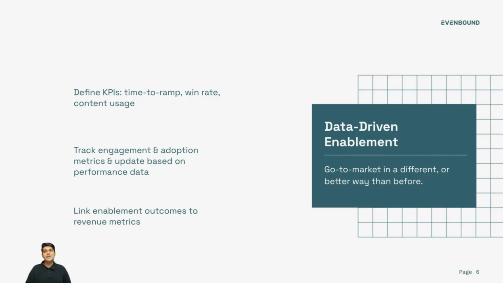And finally, training ROI. What's the performance lift per dollar of enablement invested? For example, if you invest 100,000 in your training program and it improves your win rate by 20%, that translates to millions in additional revenue. Make that calculation visible to your leadership team. The key principle here is make your enablement data driven, not gut driven, and review your enablement metrics quarterly. Adjust your programs based on what data tells you.